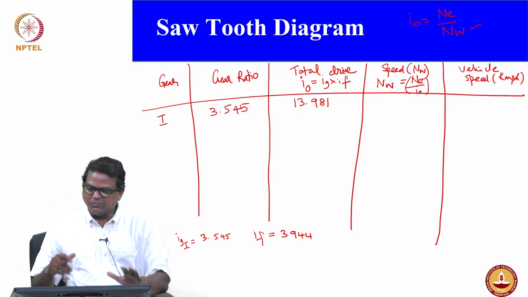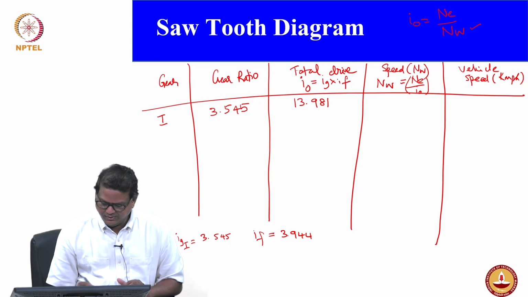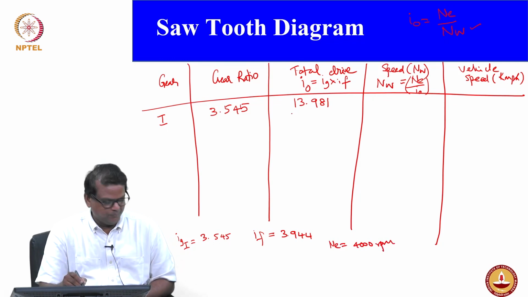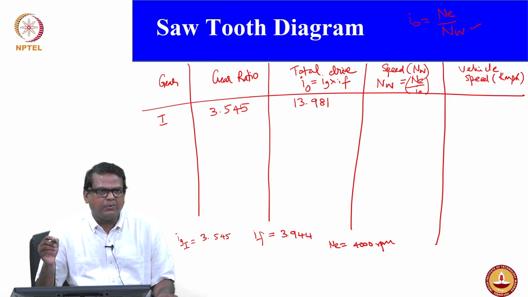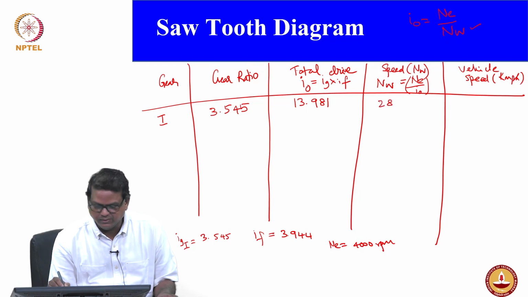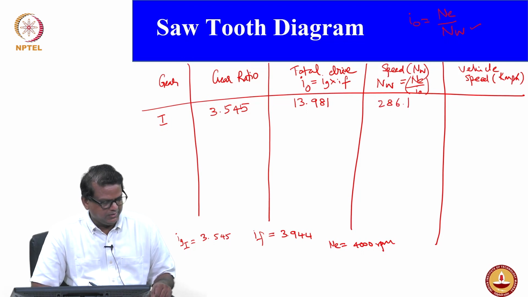So what is the engine speed now? The engine speed is 4000 RPM. Am I right? Yeah. So already I know IO. So 4000 by 13.981 should give me 286.1. So this should be the speed.